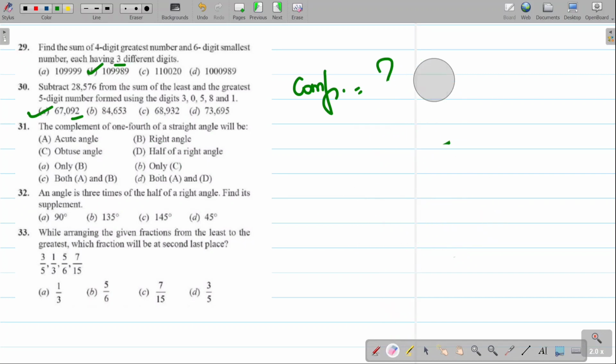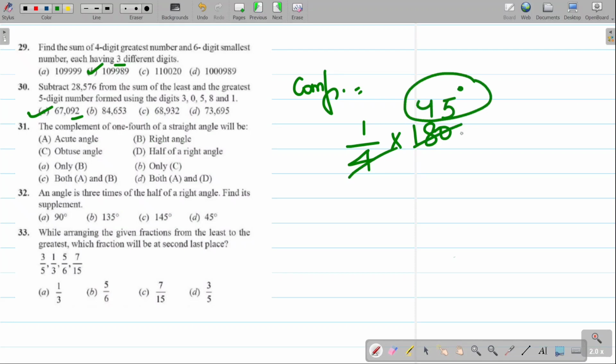So here we are asked to find what? The complement of 1/4 of a straight angle. So we know that a straight angle is of 180 degree only. We'll divide this. 4 4s are 16 and 4 5s are 20, 45 degrees. Now the complement of 45 degree will be what? So we need the sum to be 90, so x will obviously be 45. So the complement of 45 is 45 only.